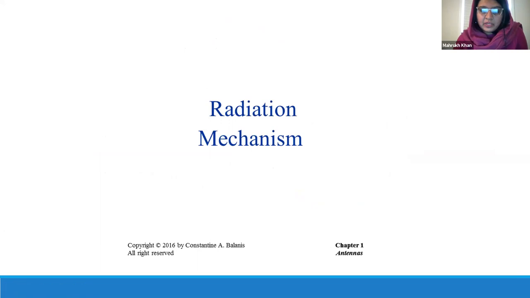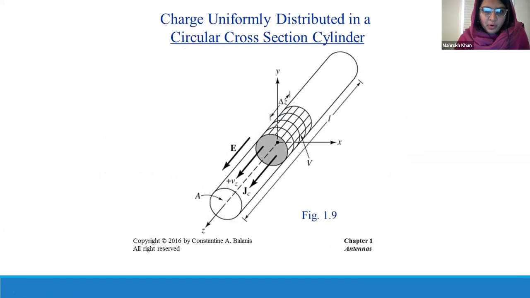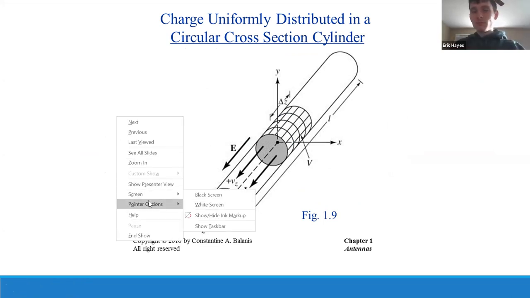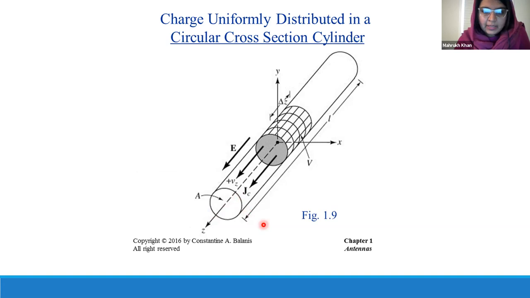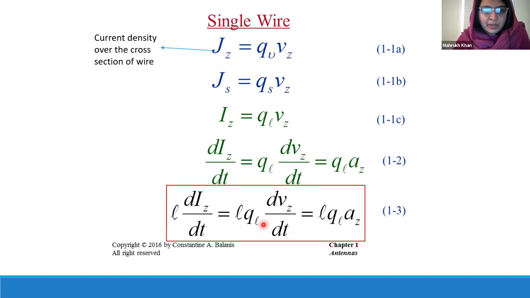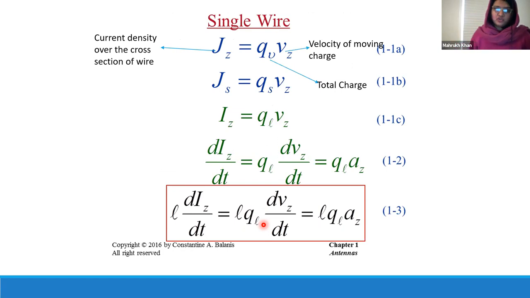So now we will go into a little bit more detail on the radiation mechanism. We already did that, but we will do a little bit more. So if this is a wire, or a cylinder, on which current is flowing, you are seeing that there's a current density Jz on the cross section of the wire, which is equal to the total charge and the velocity of the moving charge, okay? So the current density is equal to the charge density times the velocity.